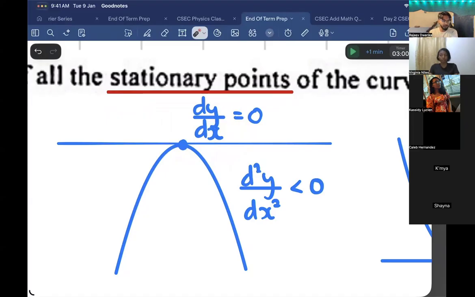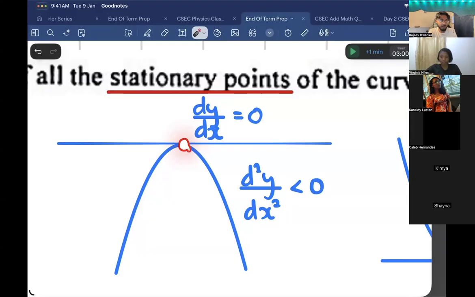What will you set your gradient function to? My stationary points. What's the fact we know over here? Dy dx equals 0. So my gradient is 0. The gradient is 0, so you'd have to find the first derivative to find the gradient function of the curve.